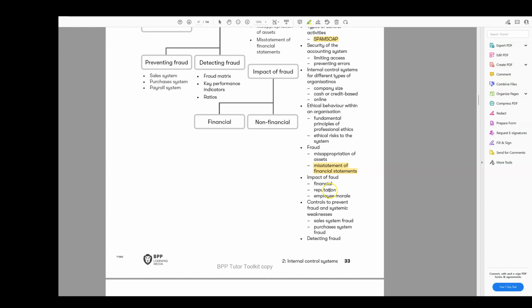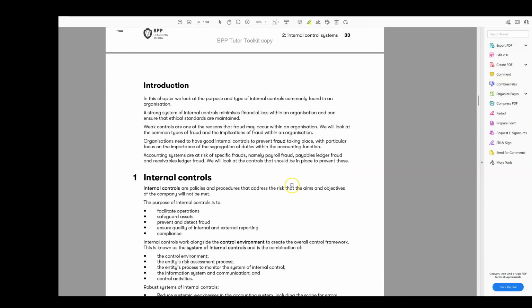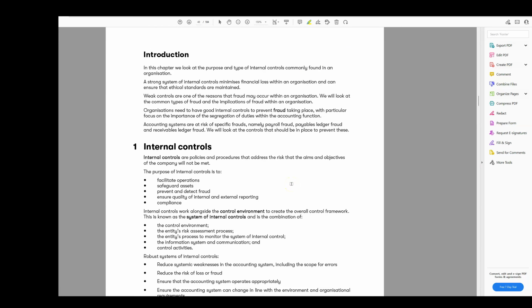Impact of fraud, financial, so that is you can lose money. Then reputation, you can damage the reputation of your organization. Then employee morale, so the employees maybe don't feel good to work for your organization. Control to prevent fraud and systematic weakness, sales system fraud, purchase system fraud, and detecting fraud. So all these things we're going to look at in this chapter. So let's have a look at our introduction.